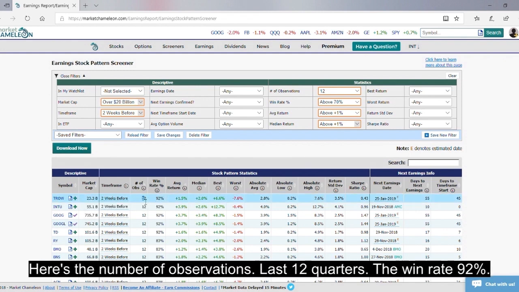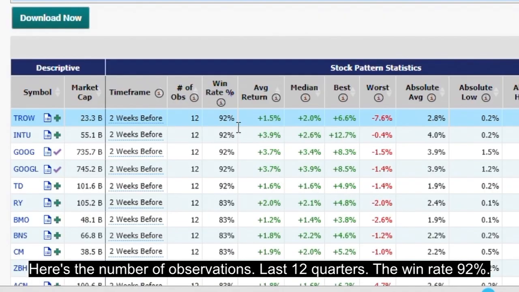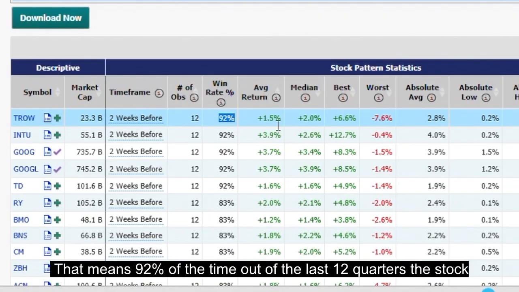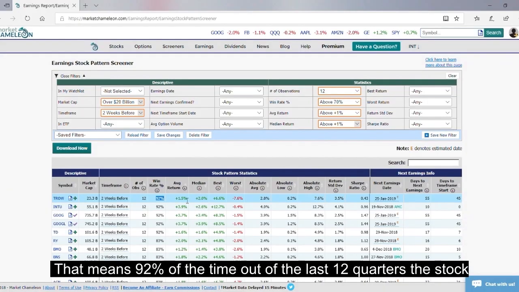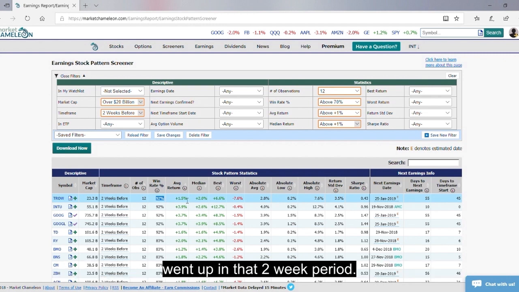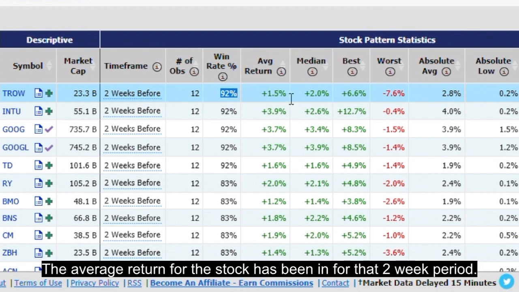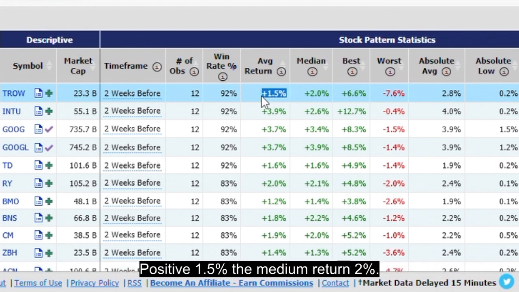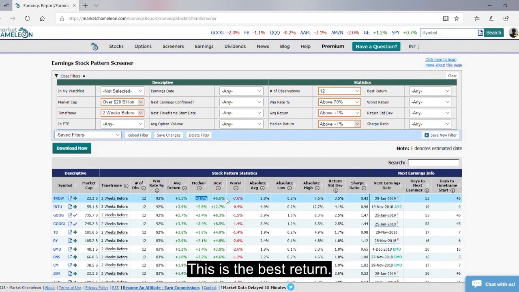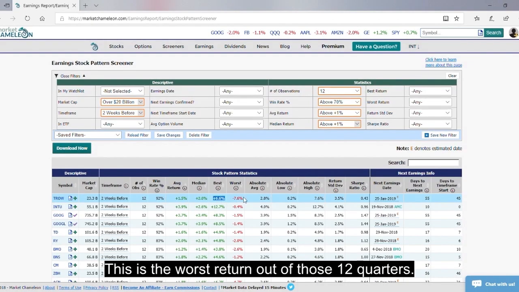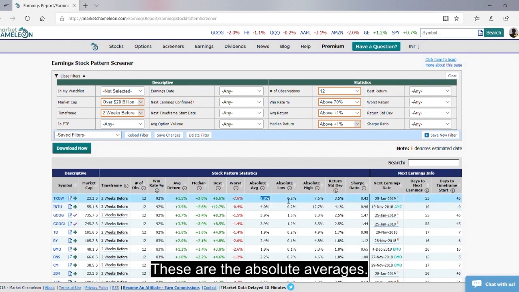Here's the number of observations, last 12 quarters. The win rate, 92%. That means 92% of the time out of the last 12 quarters, the stock went up in that 2-week period. The average return for the stock has been for that 2-week period positive 1.5%. The median return 2%. This is the best return. This is the worst return out of those 12 quarters. These are the absolute averages.